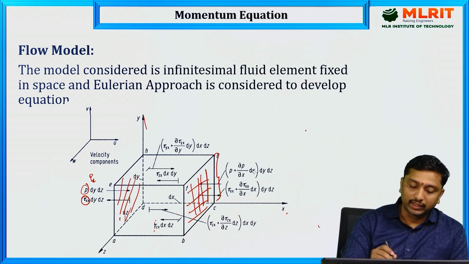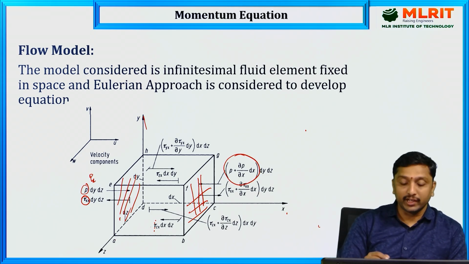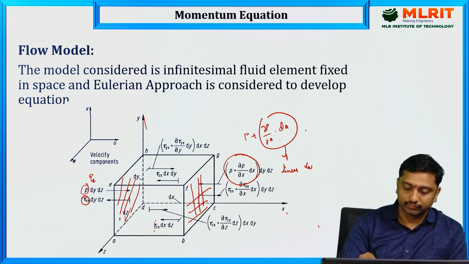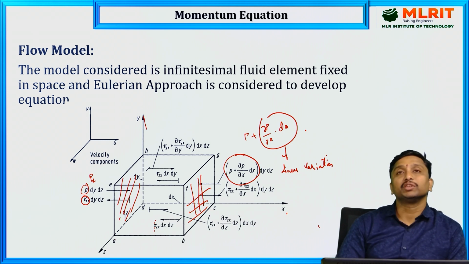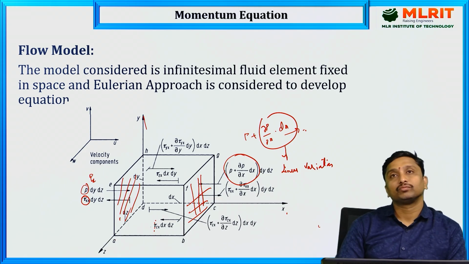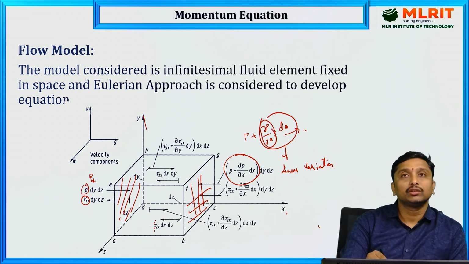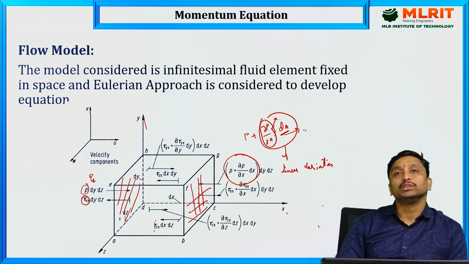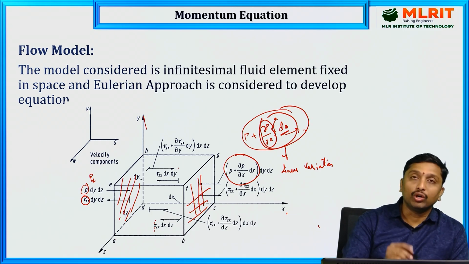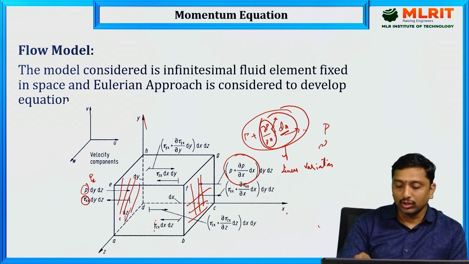infinitesimal fluid elements, and that is the reason when you look at this, the pressure at this surface will be indicated by P plus dou P by dou x into dx. This term represents linear variation of pressure across the surface in x direction. So this is assumed to be total change in pressure: the pressure gradient in x direction into dx gives the total change in pressure. And the same approach is considered for all the other planes, whether it is pressure or shear.